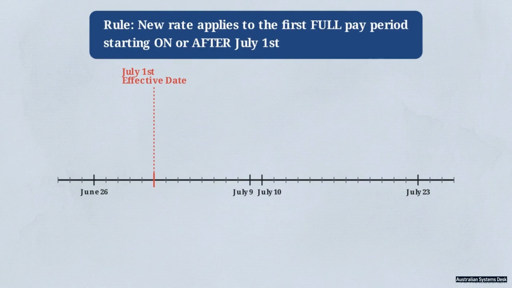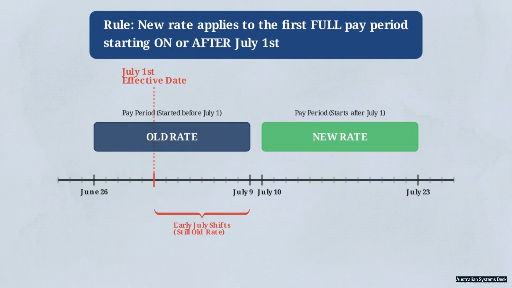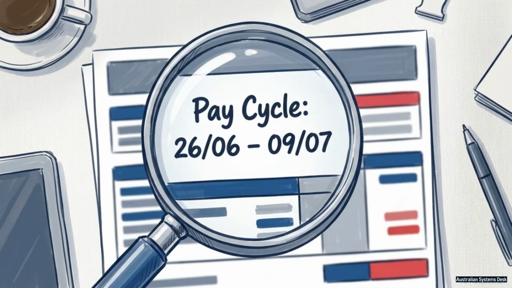The July wage increase follows a timing rule. The new rate applies from the first full pay period starting on or after July 1st. If your pay cycle began in late June, the older rate legally applies for the entire period, including early July shifts. Many claims of underpayment are based on simple misunderstandings of these dates and baseline rates. You need the exact dates of your pay cycle to perform an accurate audit.